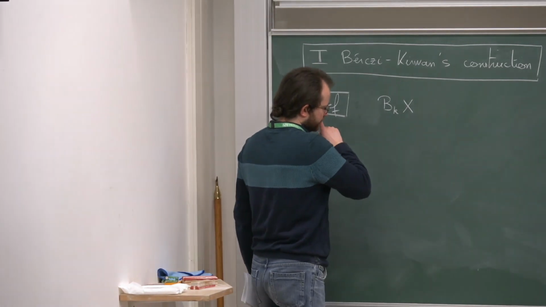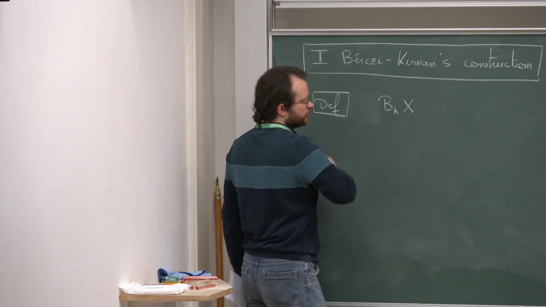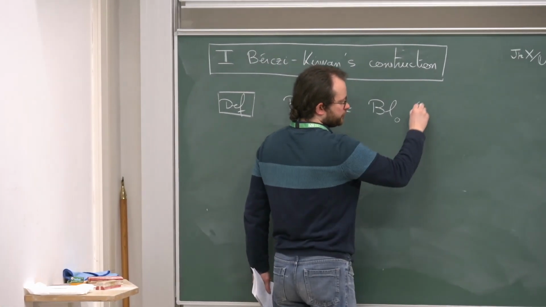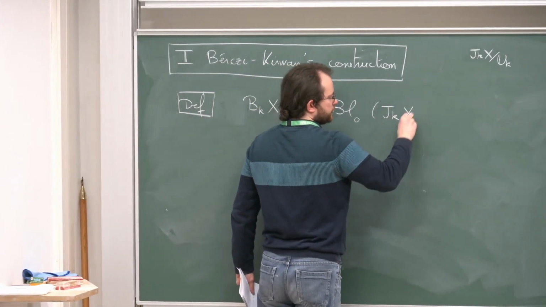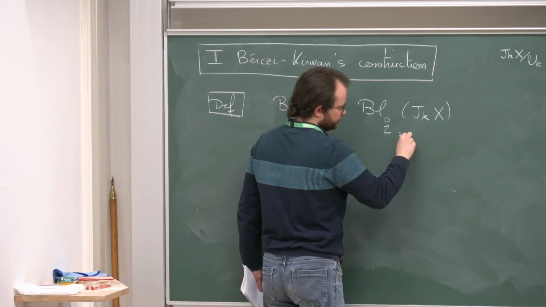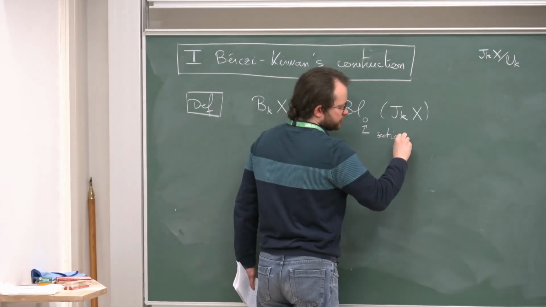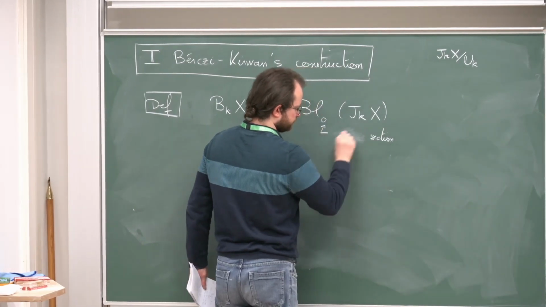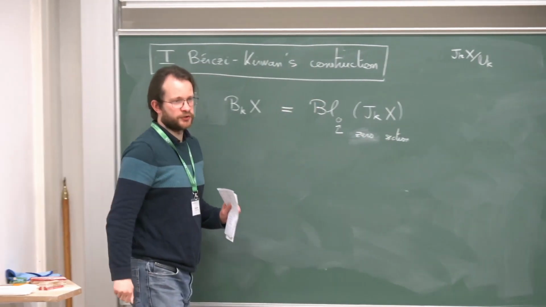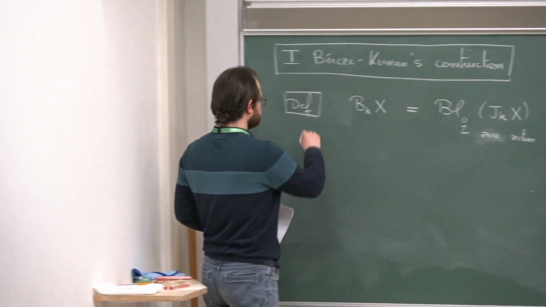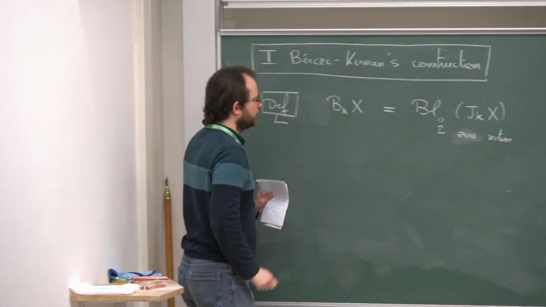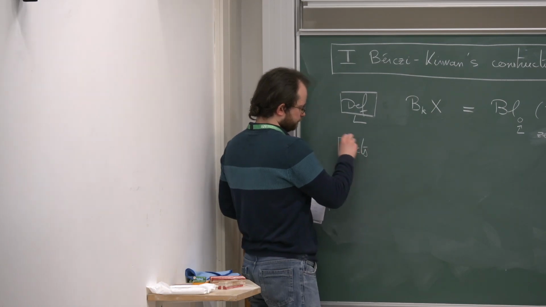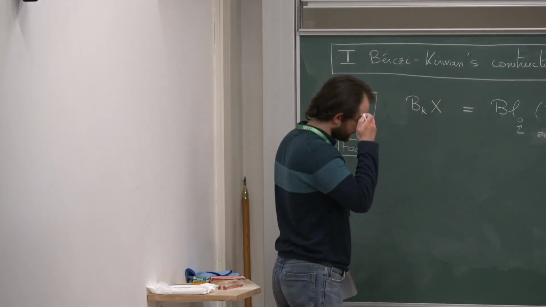I'm going to call B_K X, B as in blow up, the blowing up at the zero section of J_K X. Here I write simply 0 for the set of all zero jets. So perform that blow up and call the resulting set B_K X. Now we have a list of several facts about this B_K X.